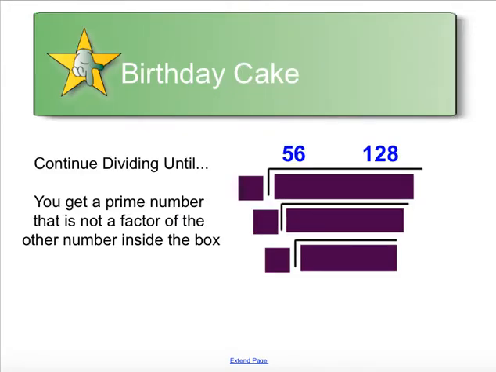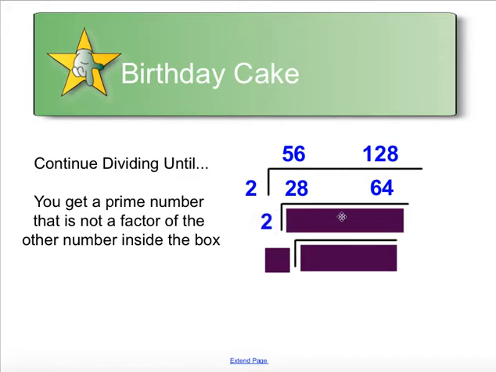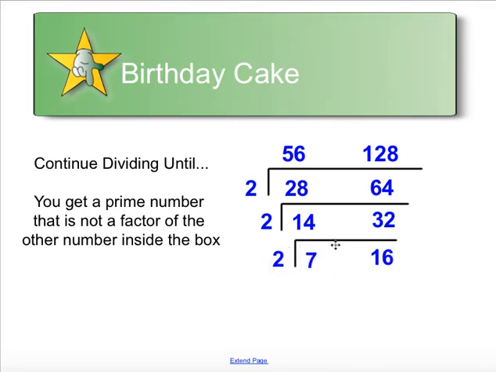Now we have another way to do this, and it's called the birthday cake method. And we're going to take our numbers and divide by a prime number on the outside until we get a prime number on the inside that is no longer a factor of the other number inside the box. So I'm going to divide by 2 first and get 28 and 64. Divide by 2 again, get 14 and 32, but I still have to keep going because neither of them are prime. So divide by 2 again and get 7 and 16. Now 7 is a prime number and it's not a factor of 16, so I stop.